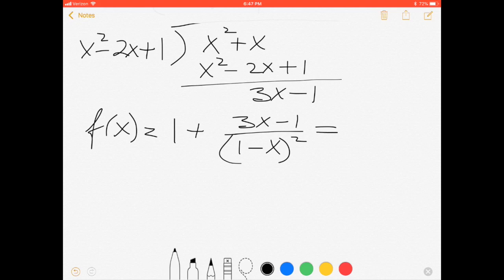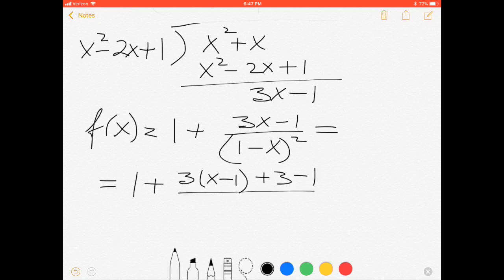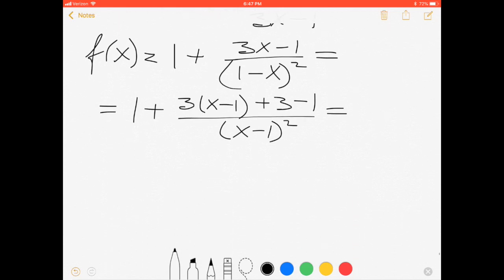Now, I try to simplify something here. I write it this way. It will be 1 plus 3 times (x minus 1). This means I subtract 1, so I subtract 3, which means I need to add 3. And (1 minus x) squared or (x minus 1) squared is absolutely the same. Okay, separate into two fractions.